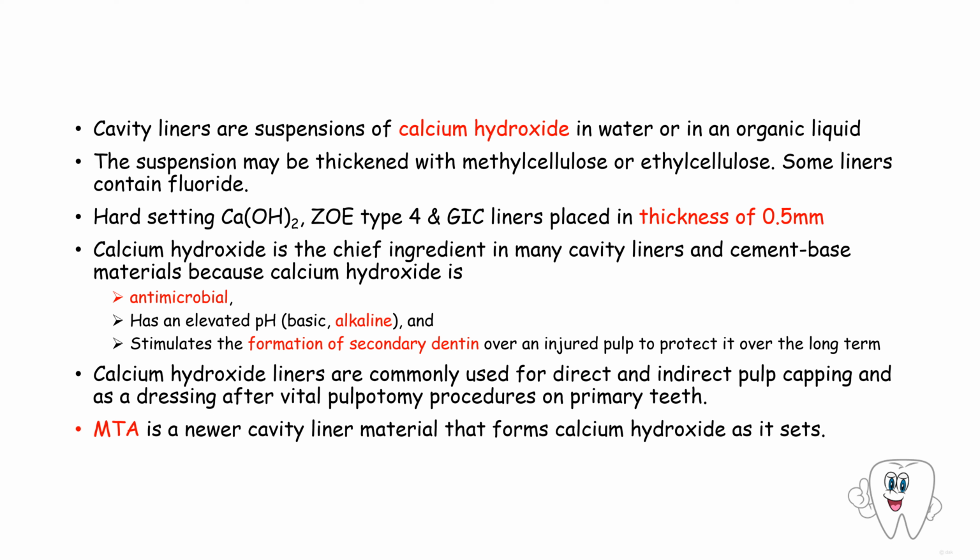Calcium hydroxide is the chief ingredient in most cavity liners and cement-based materials because calcium hydroxide is antimicrobial. It has elevated pH, that means it's alkaline in nature. It stimulates the formation of secondary dentine over an injured pulp to protect it over the long term. Calcium hydroxide liners are commonly used for direct and indirect pulp capping and as a dressing after vital pulpotomy procedures on the primary teeth. MTA is also a newer cavity liner material that forms calcium hydroxide as it sets.